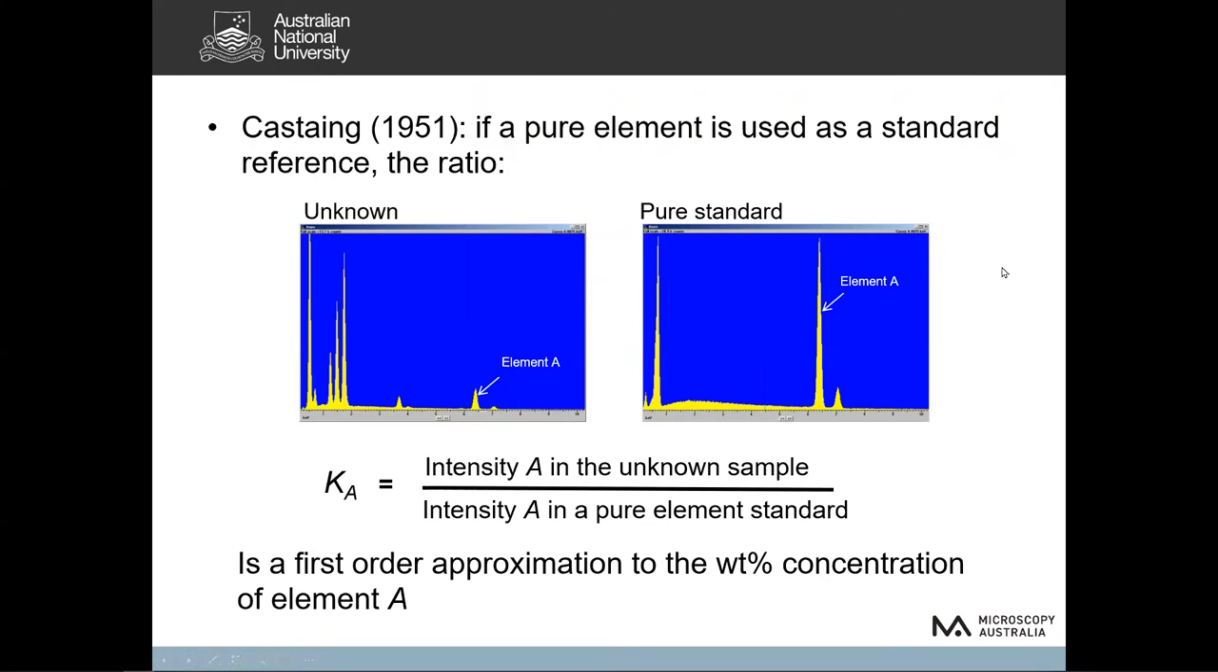So what is actually the approach behind doing proper quantitative analysis? There's a guy called Castaing who back in 1951 found, as part of his PhD thesis, that if you use a pure element as a reference material and collect a spectrum, and you collect a spectrum on your unknown material, the ratio of the peaks, so in this case element A, in your unknown to the known reference standard, which is 100% iron in this case, is simply the intensity of the peak of element A in the unknown sample to the intensity of the peak in the pure element sample. So that ratio would be the first approximation of the weight concentration of element A in your unknown.